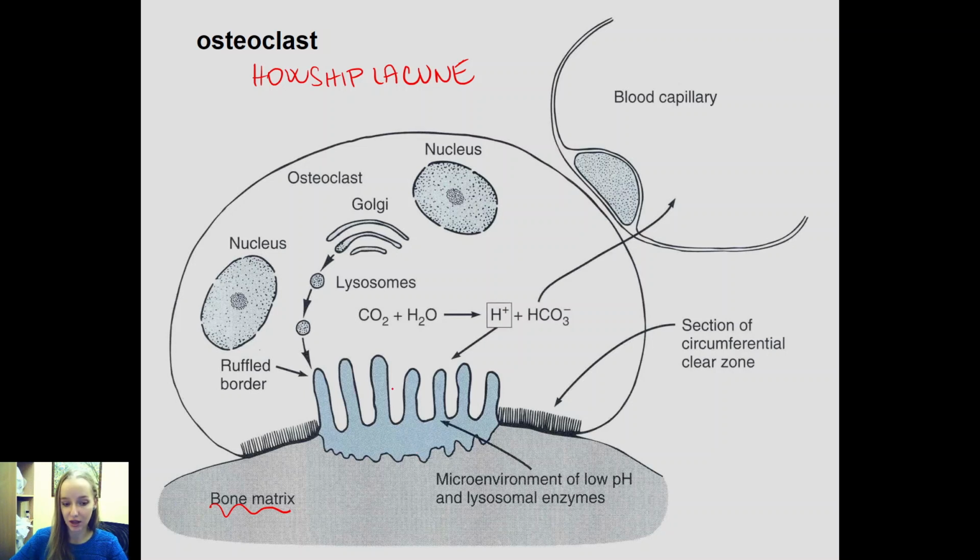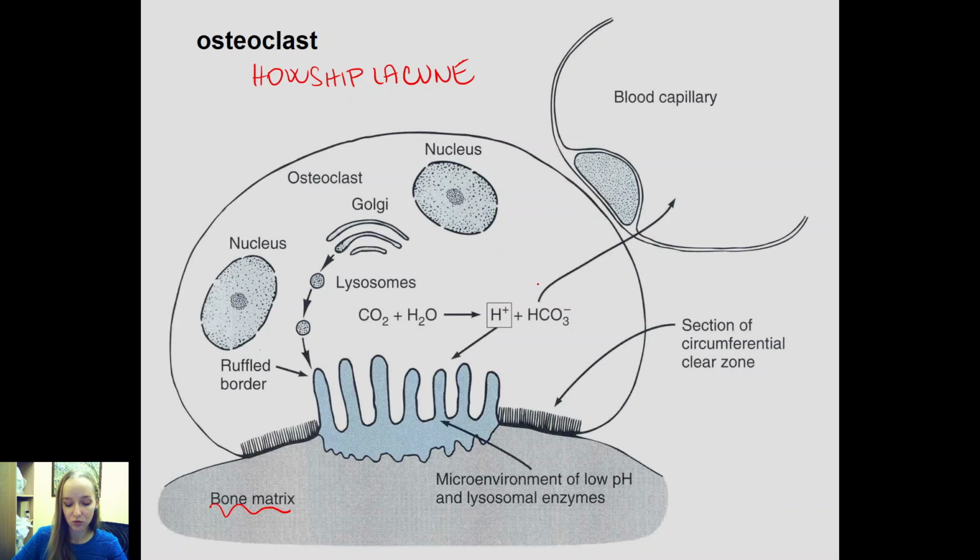They secrete them outside, and they are crucial for bone resorption. But you know that lysosomes need an acidic environment. The lysosomal transport vesicles need to fuse with endosomes in order to function, in order to activate enzymes. So lysosomes need an acidic environment. So osteoclasts also need to provide this acidic component for the lysosome enzymes to function.